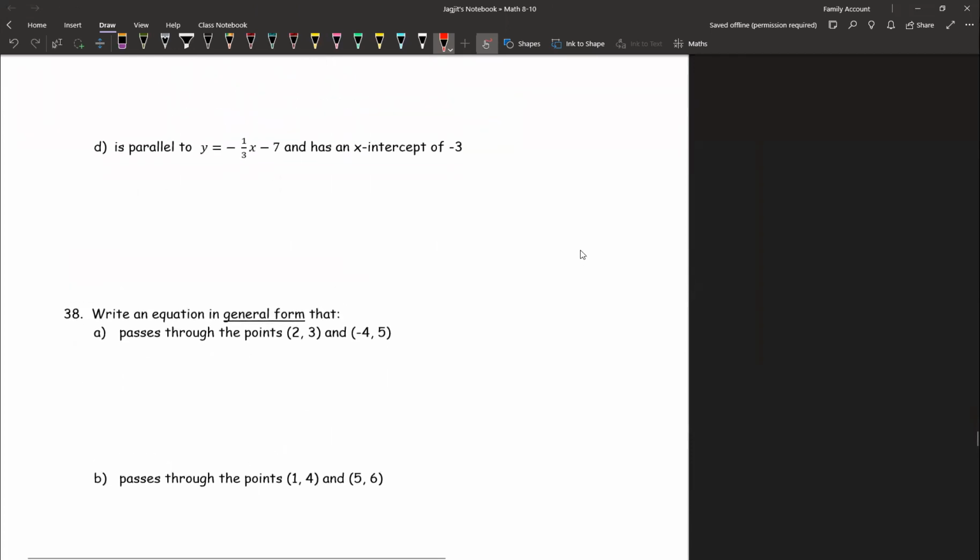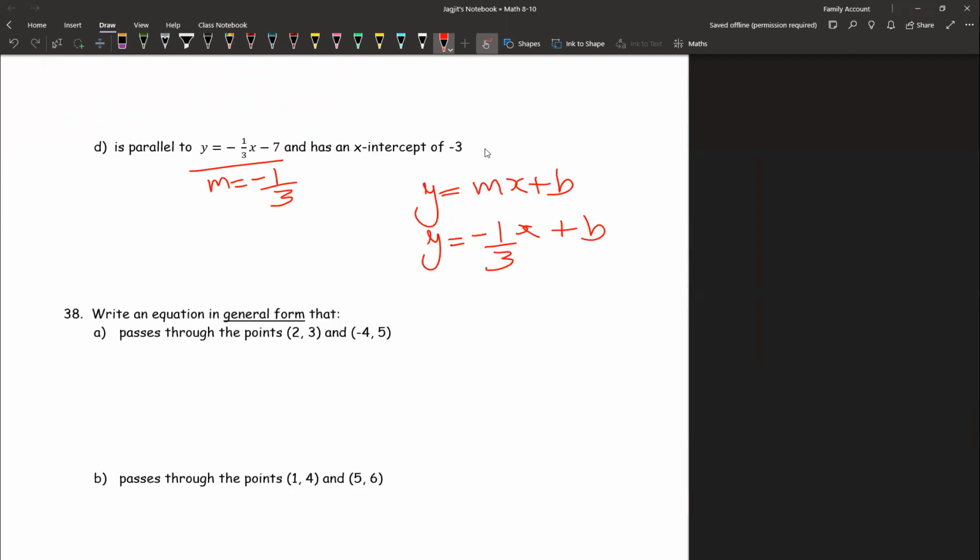So now they're saying write an equation of a line which is parallel to this. So the slope of this line is minus 1 over 3. Parallel means the slope of that line will be minus 1 over 3. So if it's mx plus b, that'll be minus 1 over 3 x plus b. We need to find the b value. They've given me the x-intercept of minus 3. And we know at the x-intercept, the y value is 0. Sorry, the x-intercept is minus 3 and the y value is 0. That's your point.